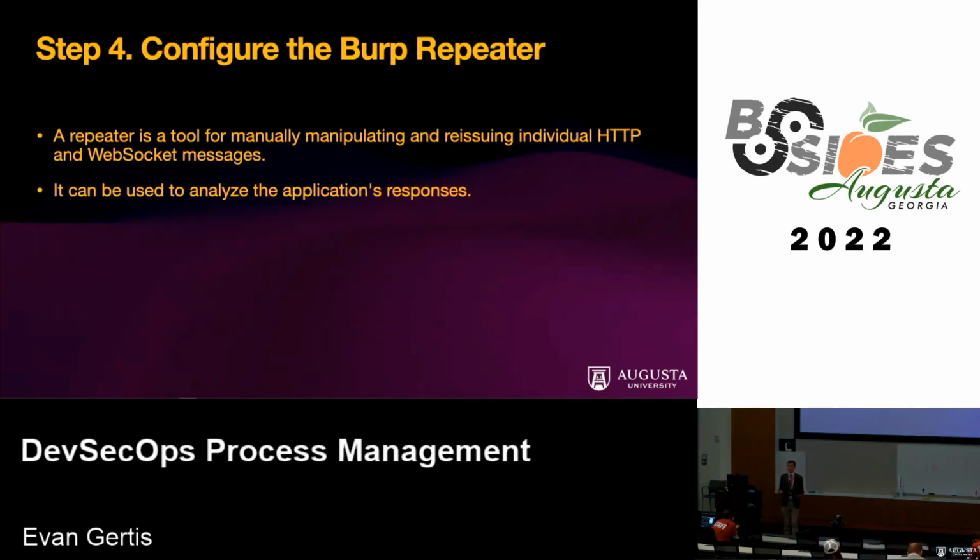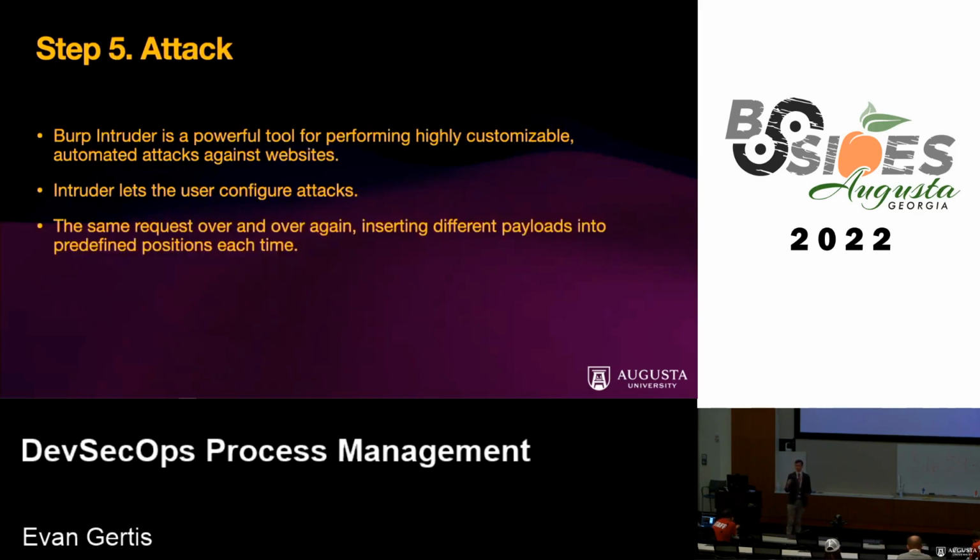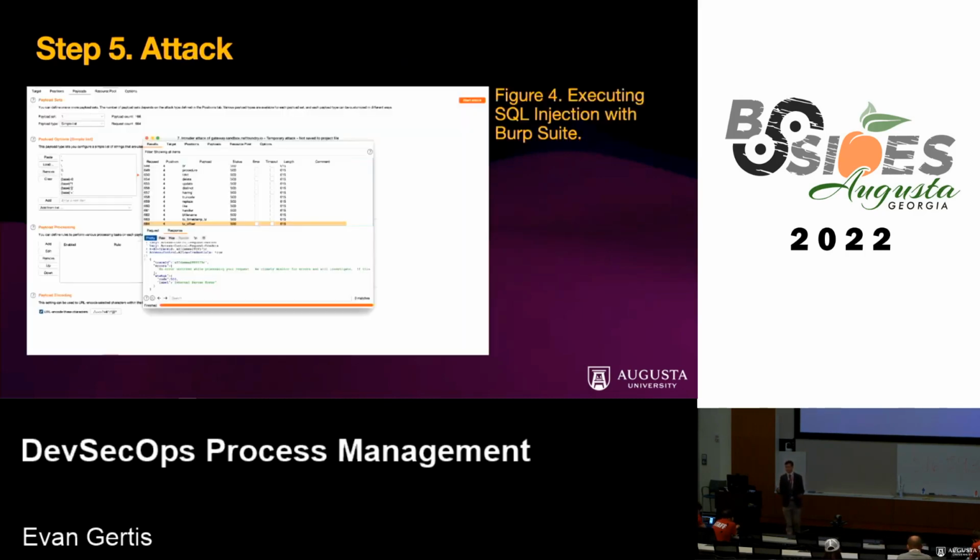Then you want to use the repeater. This repeater will allow you to use a custom payload that you can launch in the application, and you can start to attack. The intruder will launch the actual attack.